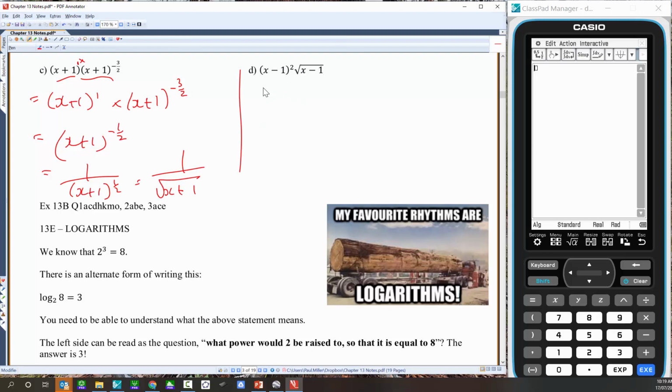Okay, this one here will do the same thing. So we've got common bases being multiplied together. So let's just write the square root in index form. And common bases, let's add the powers. That's going to be x take 1 to the, what's that, 5 on 2, 2.5. Okay, so there's your practice at the negative index rules and rational powers.